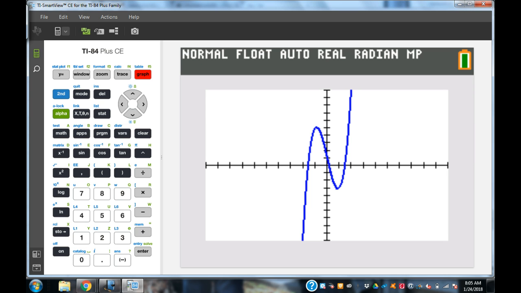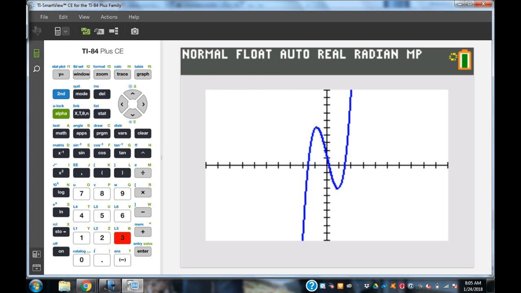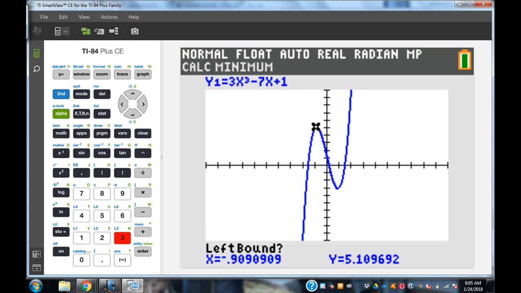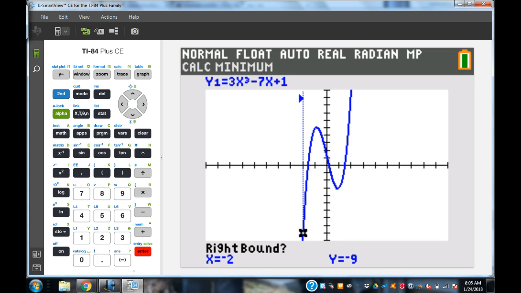So hit second trace to get to that calculate menu. We're going with option 3 for the minimum. And what's the left bound for us? -2. The first number that's in your interval is the left bound, so -2. The right bound, +2, the largest number in your interval that you're looking in to find that local max or min.